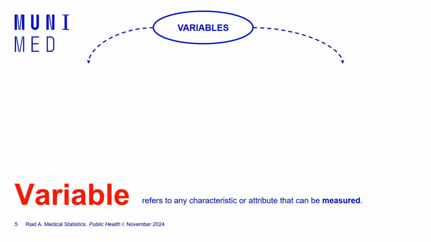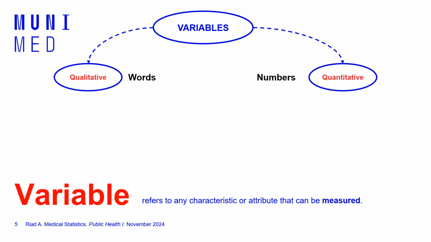There are two main types of variables: the variables that can be described using words only, and the variables that can be described using numbers. So the qualitative variables cannot be counted. That's why we cannot use numbers to describe them. However, the quantitative variables are in fact numerical variables that can be easily described with numbers.